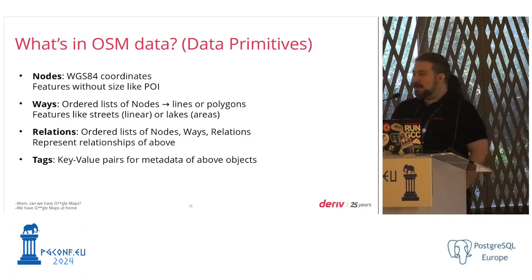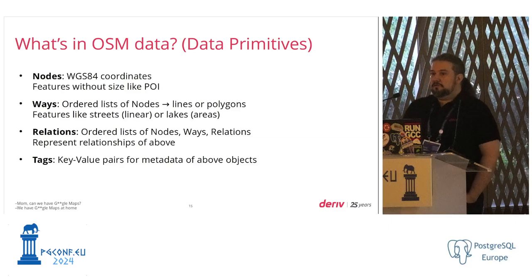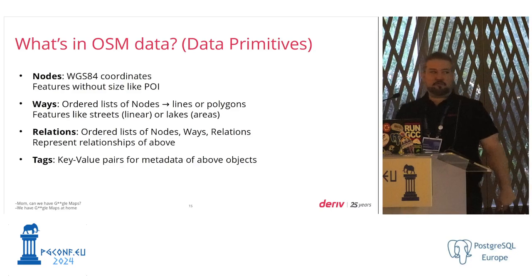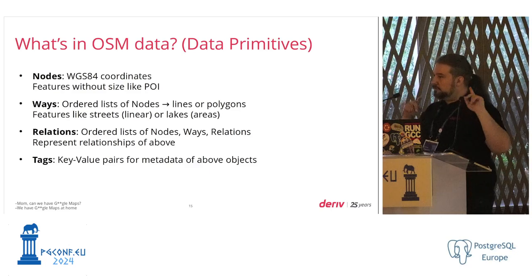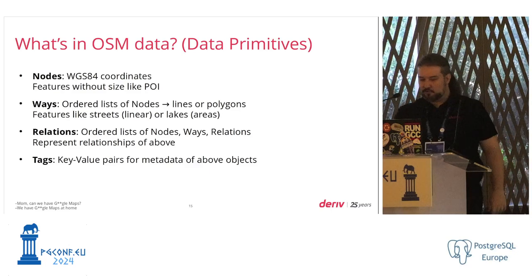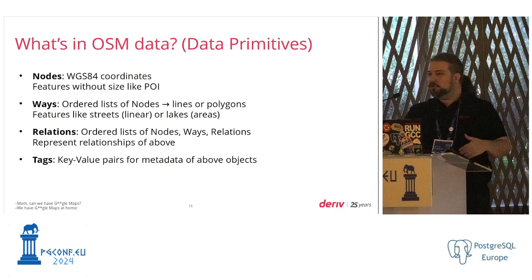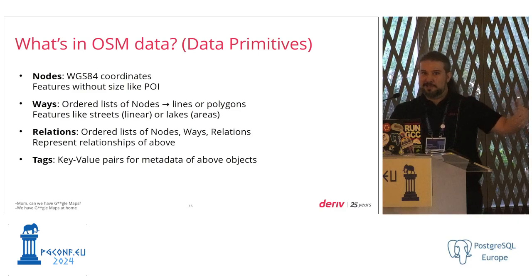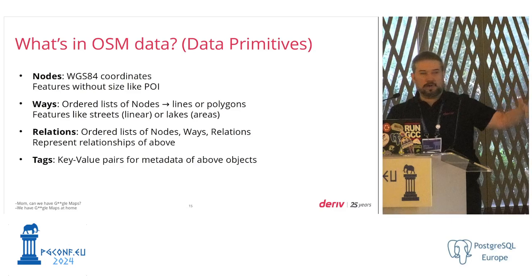And finally, tags are how you encode metadata. For those taking photos of the slides, I'm going to put them up on the website, so don't stress. Tags are key value pairs for the metadata associated with the objects that we just mentioned. So you can encode in OpenStreetMaps additional knowledge and additional metadata on top of nodes, ways, and relations.